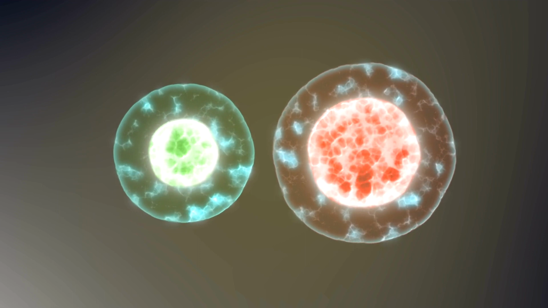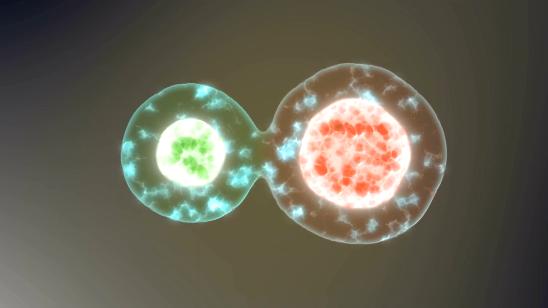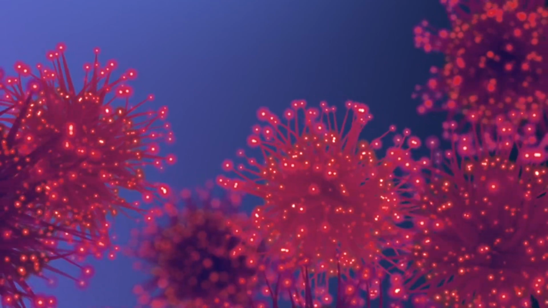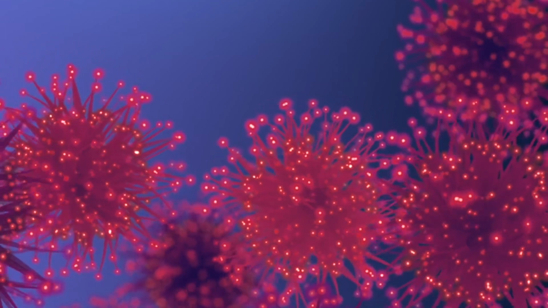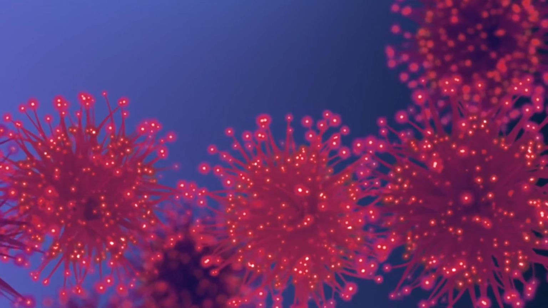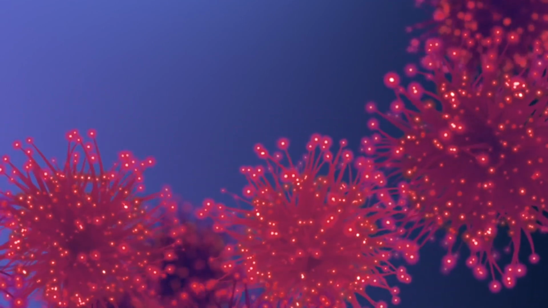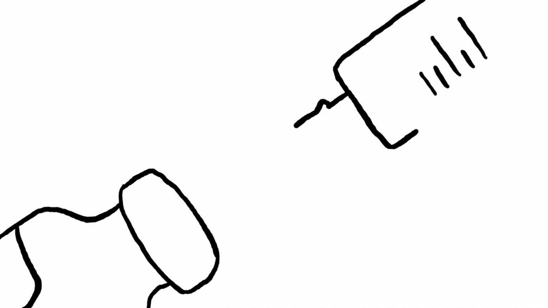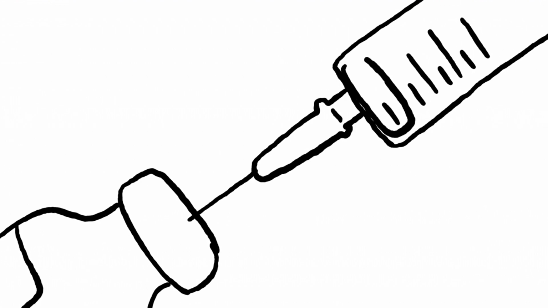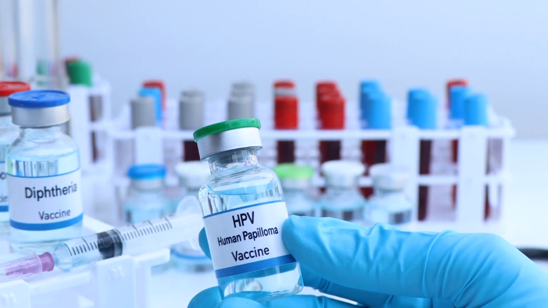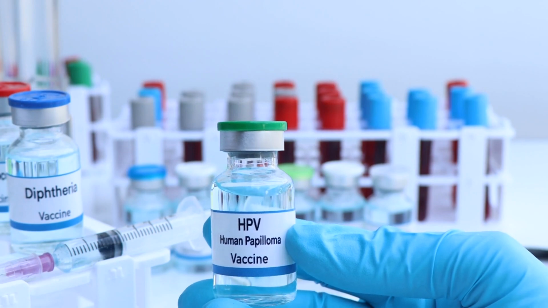Subunit, recombinant, polysaccharide, and conjugate vaccines. Moving on, subunit, recombinant, polysaccharide, and conjugate vaccines use specific pieces of the germ, like its protein, sugar, or capsid, a casing around the germ. By focusing on specific parts of the germ, these vaccines provide a very targeted response against the disease. They are used to combat diseases like HPV, whooping cough, and meningitis.